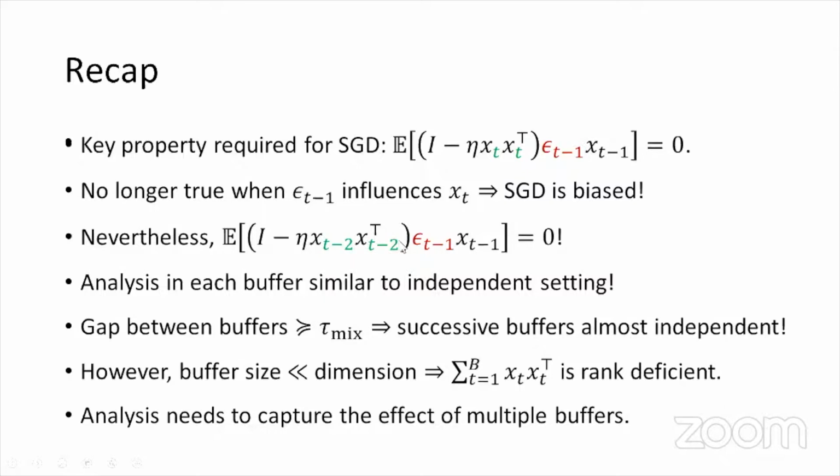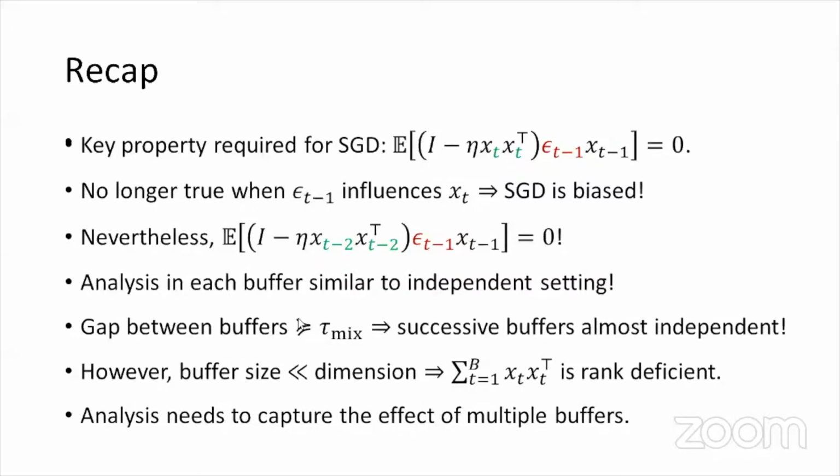And what this means is that the analysis in each buffer can then be carried out similar to the independent setting once we have this zero mean property. And once we have the gap between two different buffers to be at least a mixing time factor, then the successive buffers are almost independent. And the reason this is still interesting is that the buffer size can be much smaller compared to the ambient dimension.